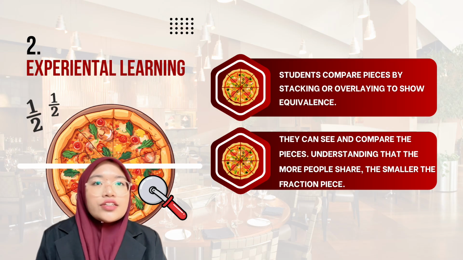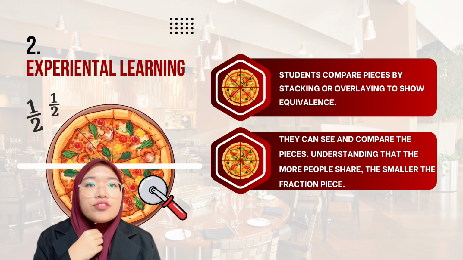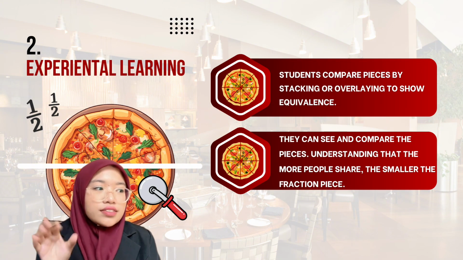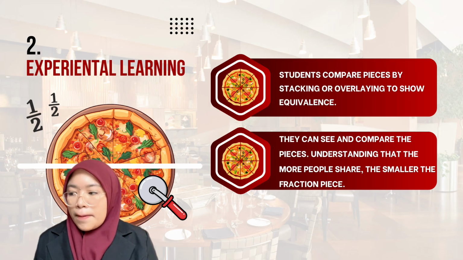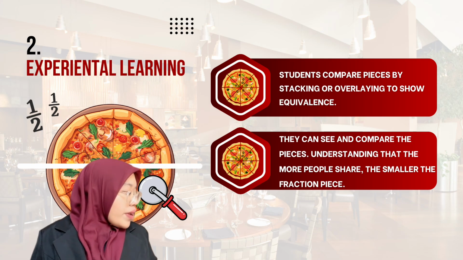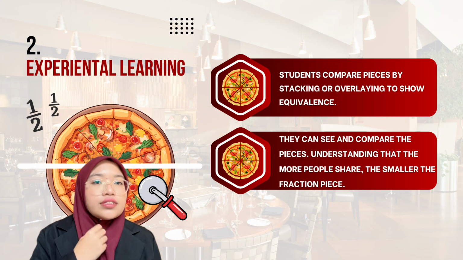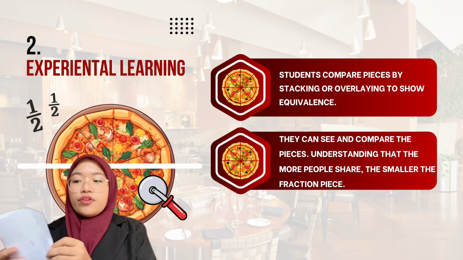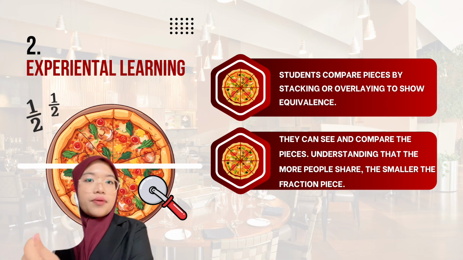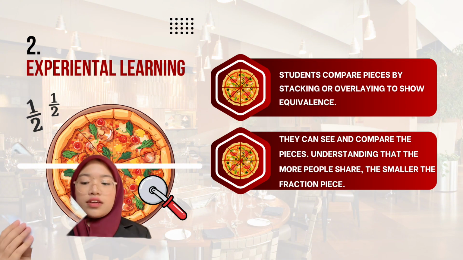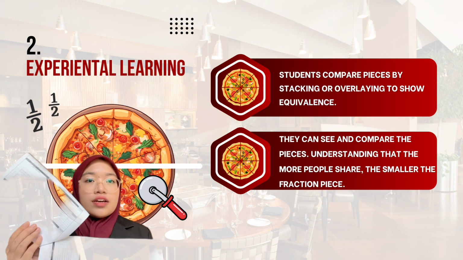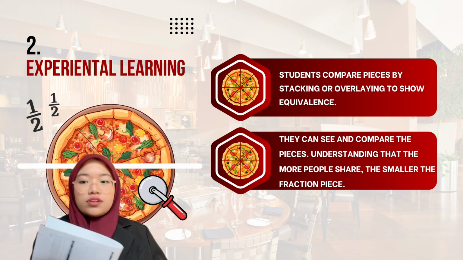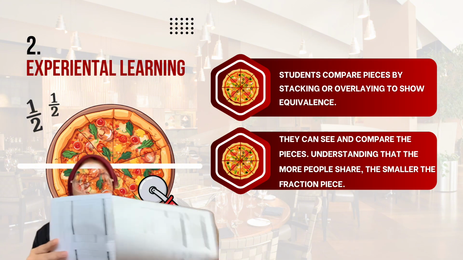By applying Piaget's theory, students can compare pieces by stacking or overlaying to show equivalence. Like maybe the teacher gives them two pieces of pizza paper, then they can compare them. For example, here's the main page of pizza, and when they fold it in half, it will become only this big, this size. Okay, so they will compare it with the other paper that the teacher gave. Okay, so they will overlay like this.